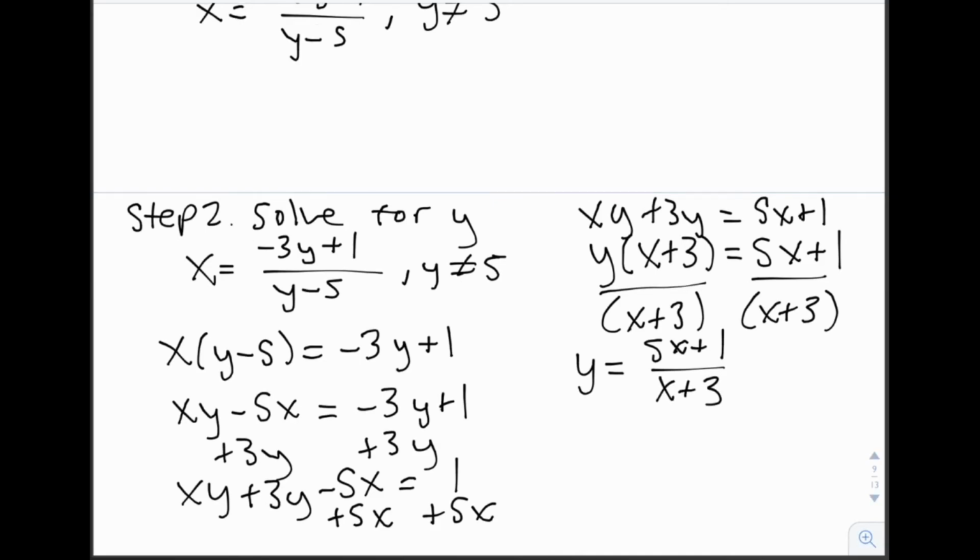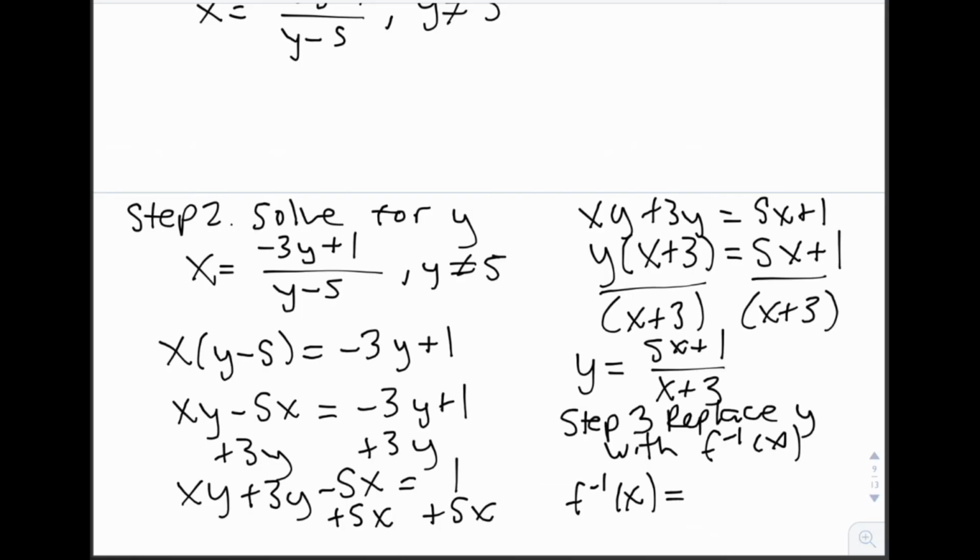So at this point, all we have left is step number 3, and step 3 says to take our y and replace it with f inverse of x. So step 3, we can go ahead and replace, in this case, our y with f inverse of x. So in this case, f inverse of x is now equal to what we just found: 5x plus 1 divided by x plus 3.